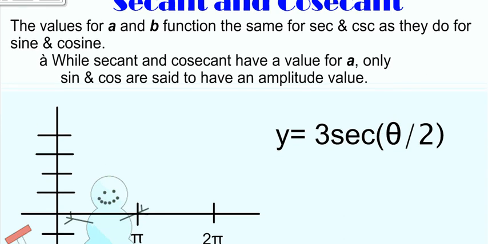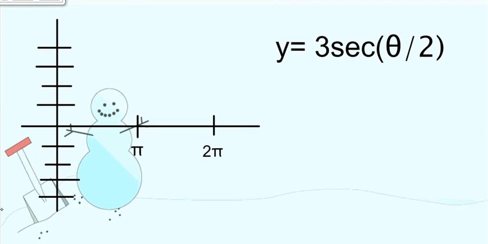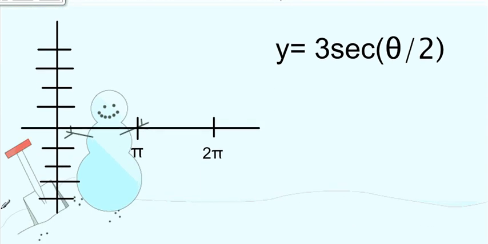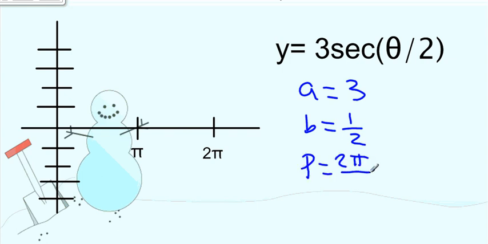And our last example that we're going to do together is 3 secant theta divided by 2. So our A here is 3. Our B is 1/2. So our period is 2 pi divided by 1/2. Now remember, if we're dividing by a fraction, it's like multiplying by the reciprocal. So it's like multiplying by 2 over 1. So our period now is 4 pi.